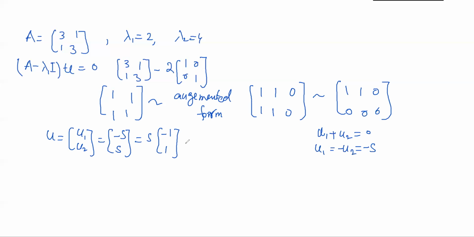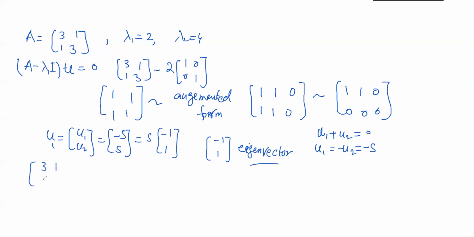So this minus 1 and 1 is the eigenvector. Okay, so we can verify it, whether our answer is correct or not.